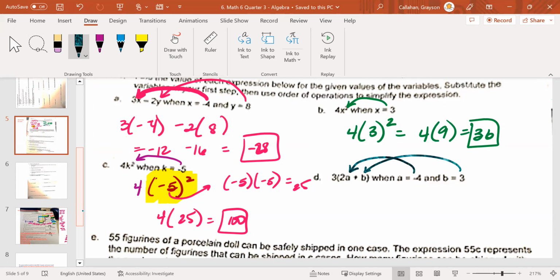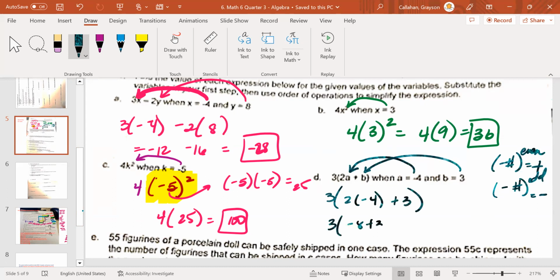Remember how I told you that if you have a negative number and it's an even power, like 2, 4, 6, 8, it's always going to be a positive. If it's a negative number to an odd power, it's always negative. Like -3 to the 5th power, it will be a negative answer. Okay? So for D, you're going to have 3 parentheses, 2 times -4 plus 3. So that's 3, -8 plus 3, which is 3 times -5, and your answer is -15.